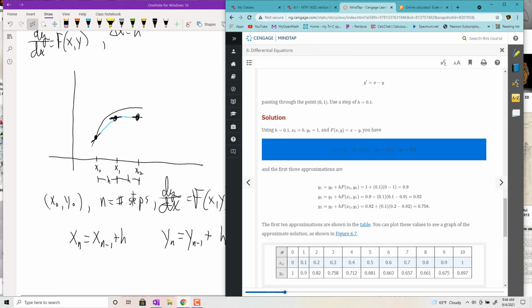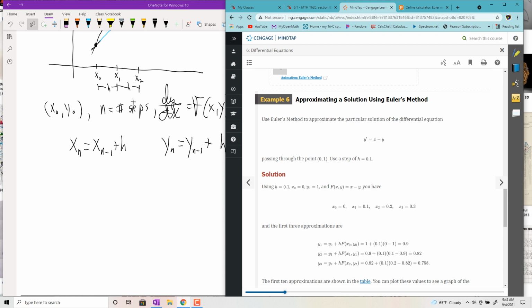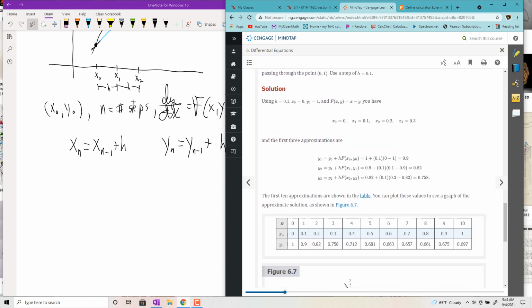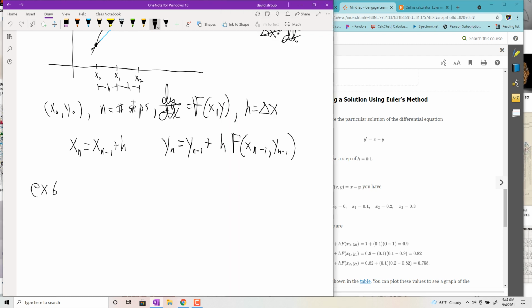Let's look at this one in the book. They want us to use Euler's method to approximate a particular solution of the differential equation passing through (0, 1), using a step of h equals 0.1, and they want you to create a table, n equals 10. So we'll do one by hand, and then I'll go to the computer and show you how to do them online. So anyways, example 6.